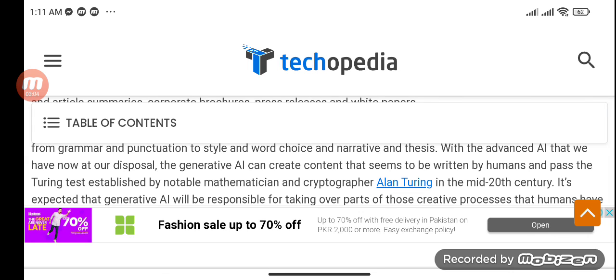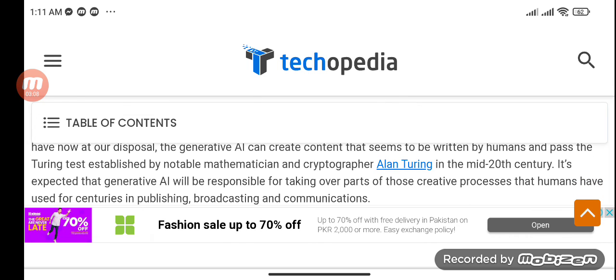It's expected that generative AI will be responsible for taking over parts of those creative processes that humans have used for centuries in publishing, broadcasting, and communication.